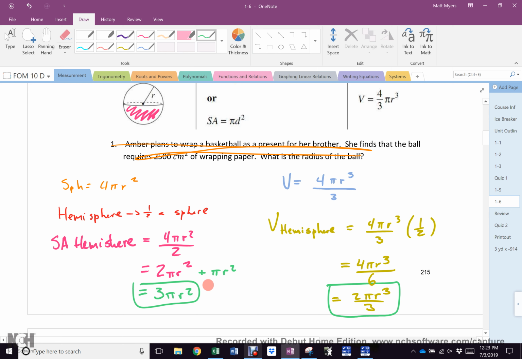Everybody cool? Now, is there anything tricky about hemispheres and spheres, or do you just plug the numbers in from the drawing? You just plug the numbers in. There's nothing tricky, right?